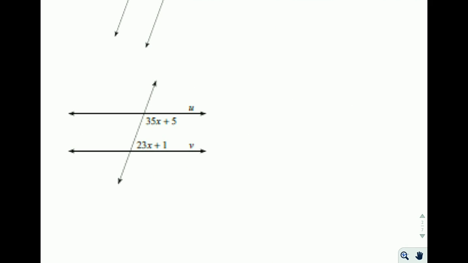Last one, we have two angles here that are on the same side of the transversal and inside the parallel lines. So that is going to be same side interior.